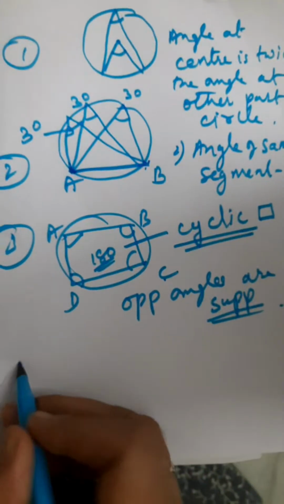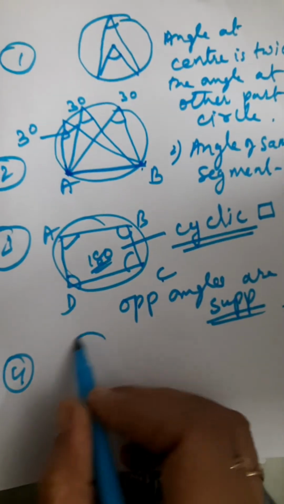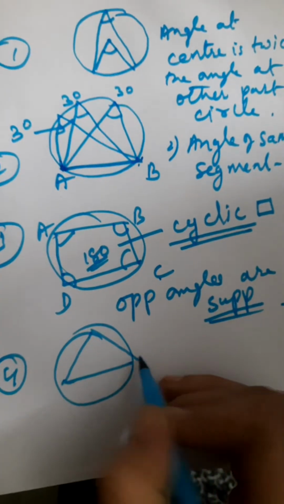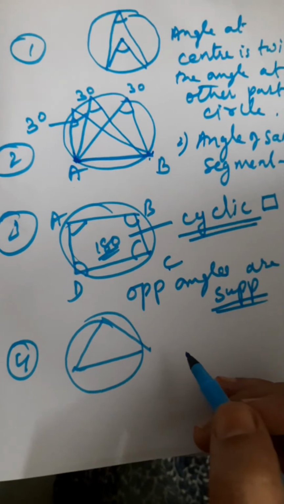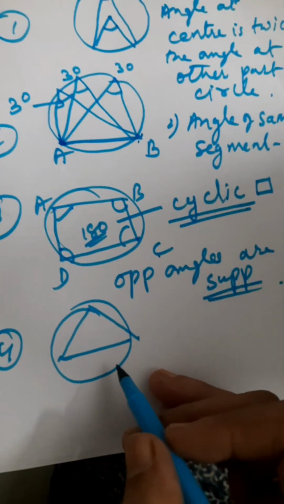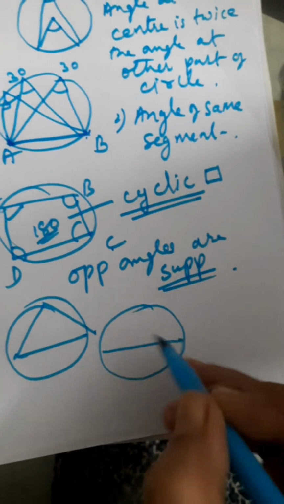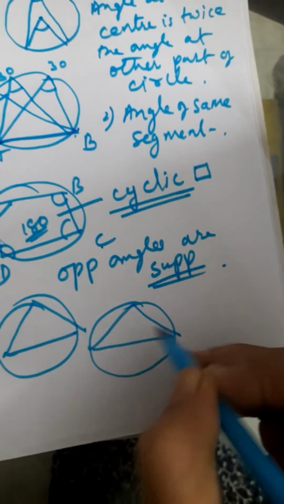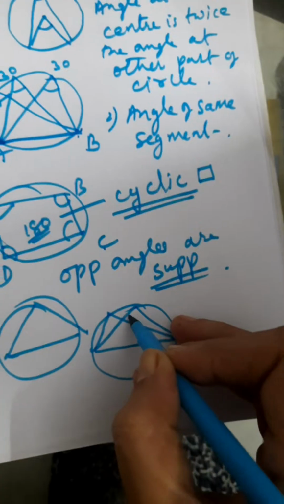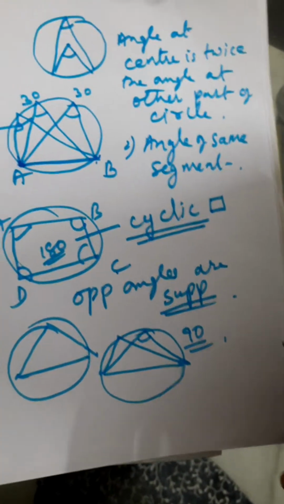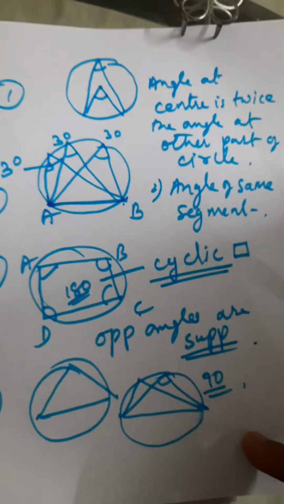Then fourth property, angle of semicircle. If we draw an angle of semicircle, it's always 90. So how are we going to draw the angle of semicircle? It must be on the diameter. Any angle on the semicircle is always 90. This is the next important property. So these are the most important properties of circle.